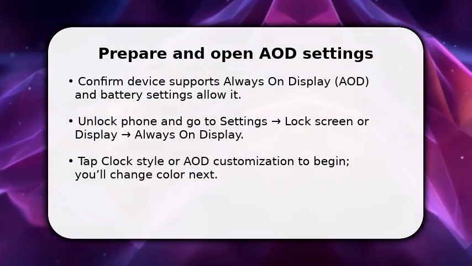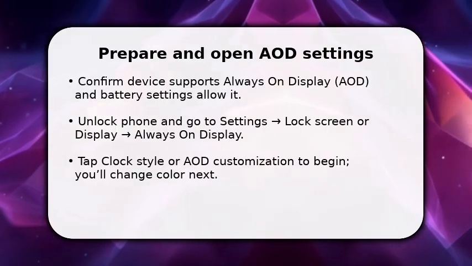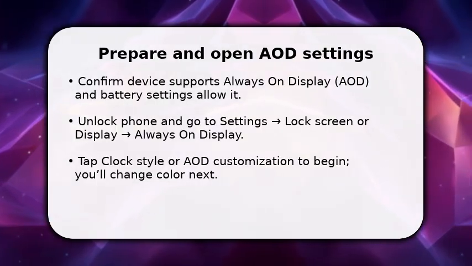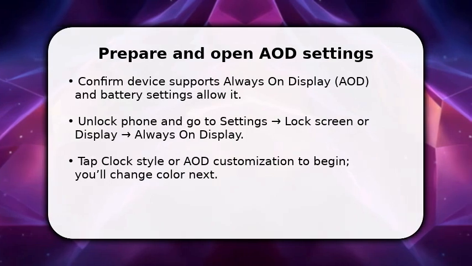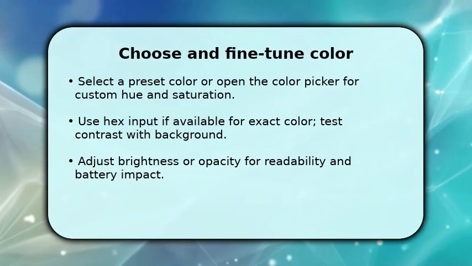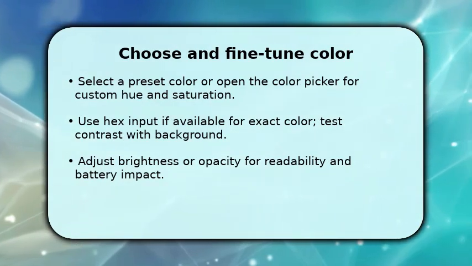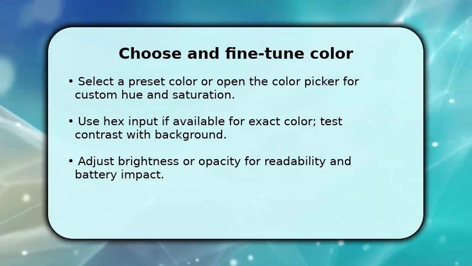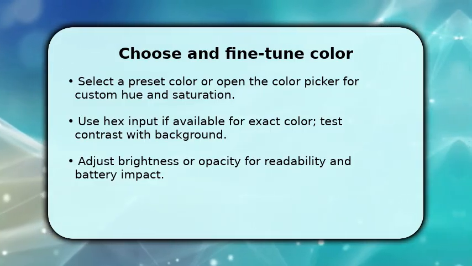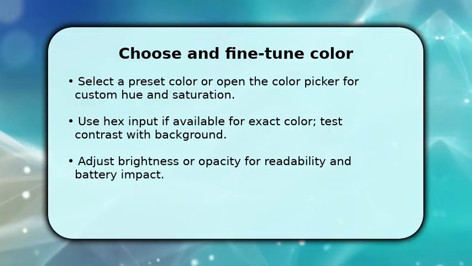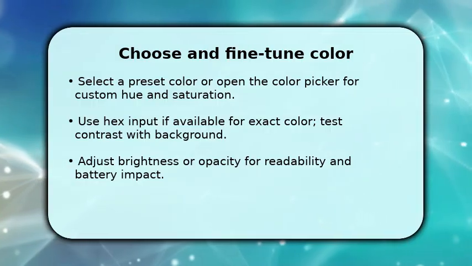Make sure you see a color selector, presets, or a custom option before moving on. Now you'll choose the actual color and fine-tune why it matters, readability and power use. Select a preset if you want a quick change, or open the color picker to adjust hue, saturation, and opacity. This controls visibility on dark backgrounds.